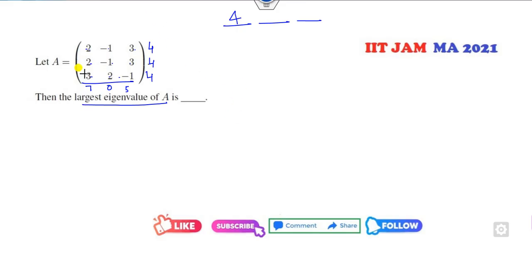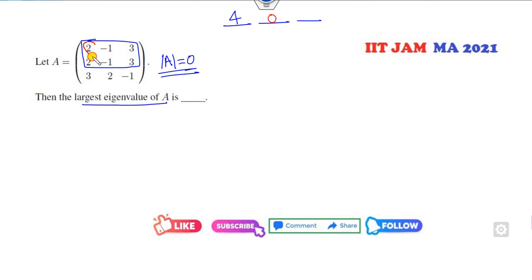Fine. Now, how can you find the other values? You can see that 2 rows have the same values. What does it mean? If 2 rows have the same values, the determinant of A is 0. Fine. If it is 0, what does it mean? One eigenvalue is 0. So can you find the third eigenvalue?